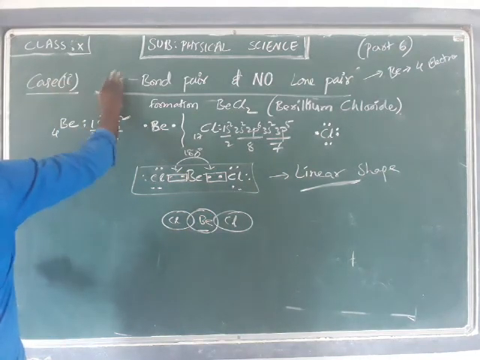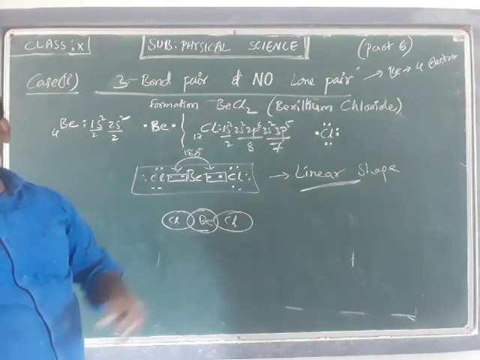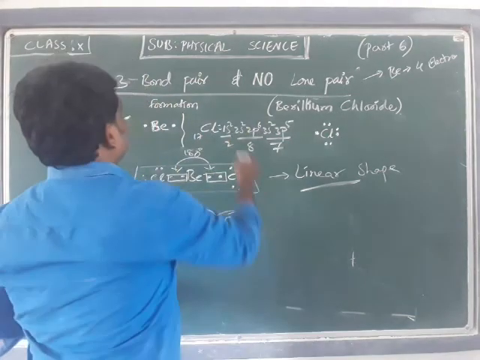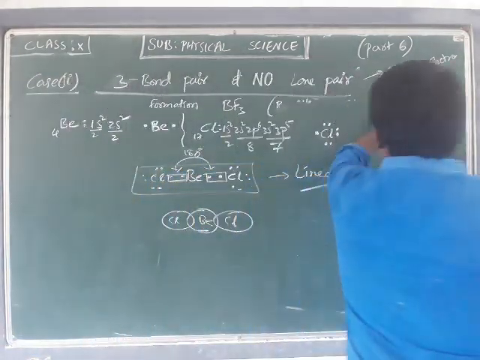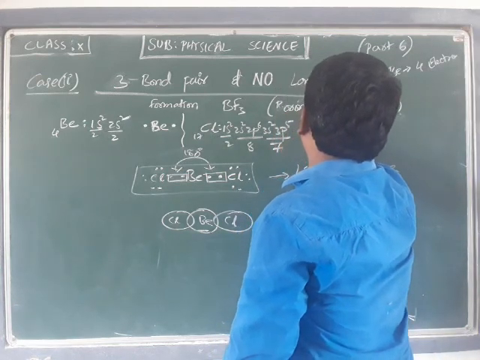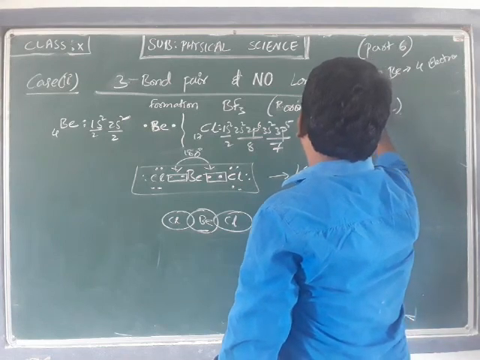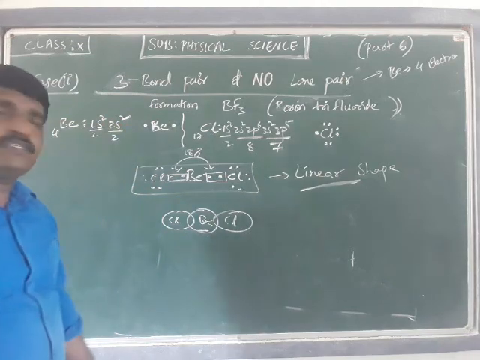Second case, if we talk about 3 bond pairs and no lone pair, that is the BF3 molecule, boron trifluoride. How will the molecule formation be?